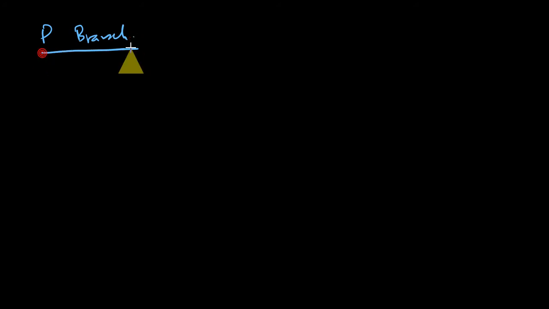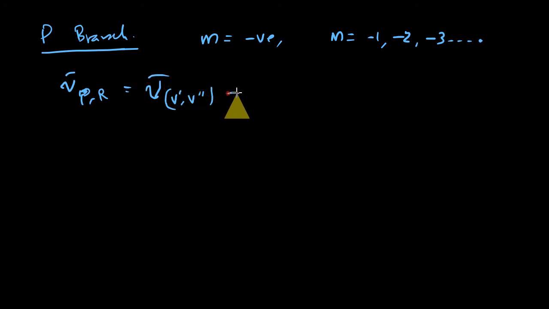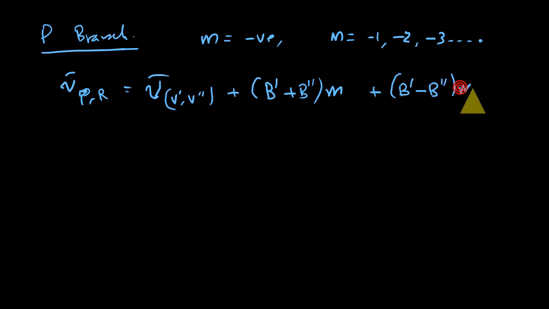So let me take the P branch, and for the P branch M is negative, which means M can have the values -1, -2, -3, etc. These are the possible values of M. And our expression, you already know the expression. The expression for the spectroscopic line is nu bar PR is equal to nu bar V prime V double prime plus B prime plus B double prime into M plus B prime minus B double prime into M square. This is our expression for the spectroscopic wave number.